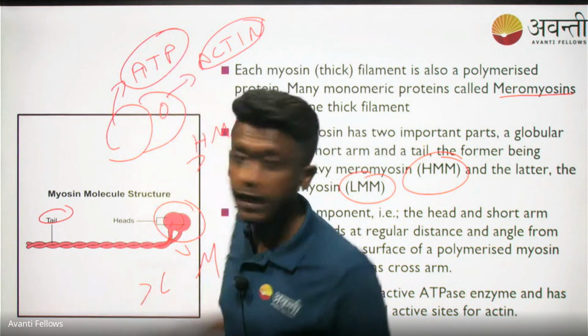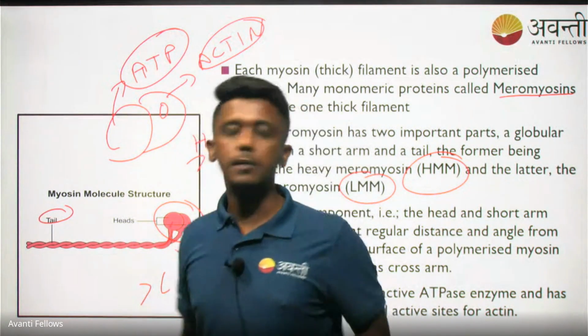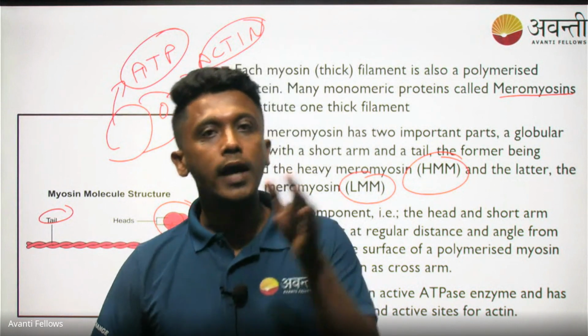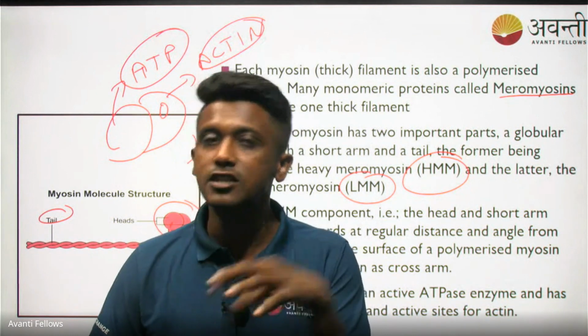Okay, it binds the ATP, it collects the ATP, it breaks the ATP, and when it breaks the ATP, it converts ATP into ADP and phosphate. So what happens? The energy is released. So this energy is used for some purpose.